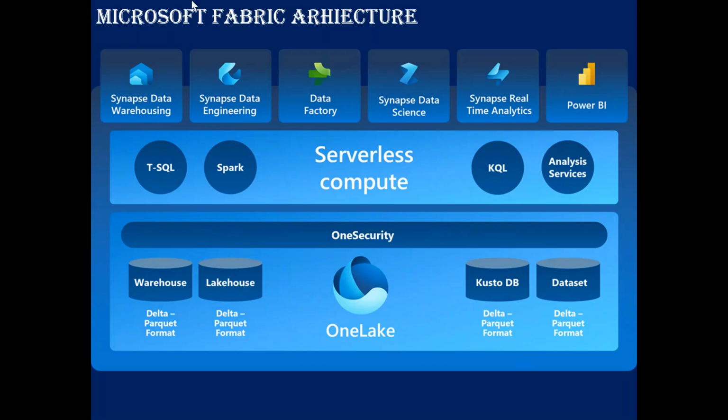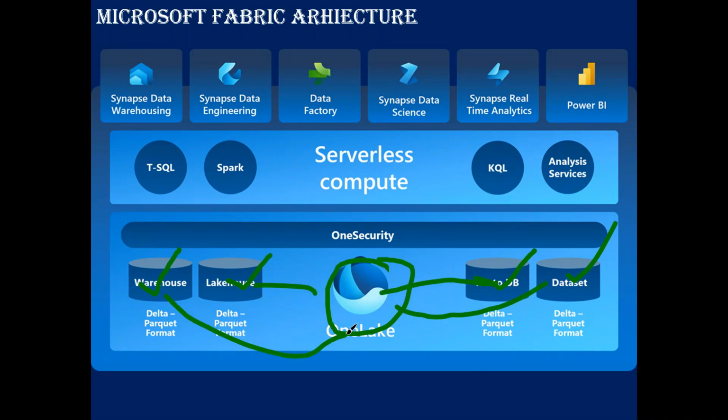This is the Microsoft Fabric architecture. Let me tell you here how this is going to work. See, in the OneLake, you can create a warehouse, you can create a lakehouse, you can create a Kusto database, you can create a dataset. But all these are basically pointing to the OneLake storage only. All these are pointing to the OneLake storage only.